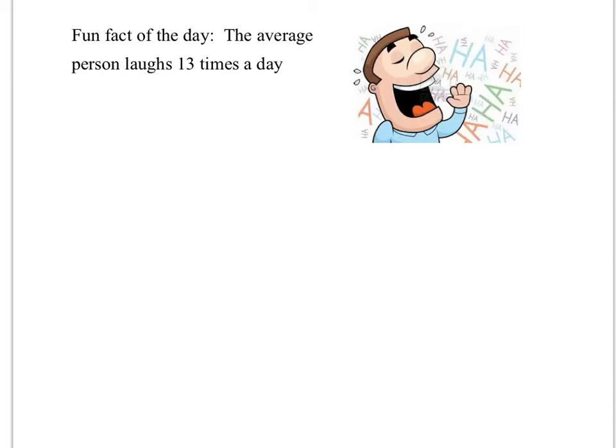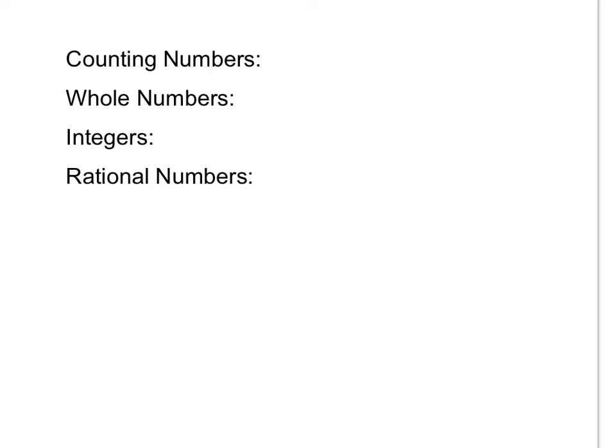All right, and let's go ahead and get on moving with the examples. Okay, first thing, before we can do any examples, we have to know these four terms: counting numbers, whole numbers, integers, and rational numbers. So again, we talked about this before.